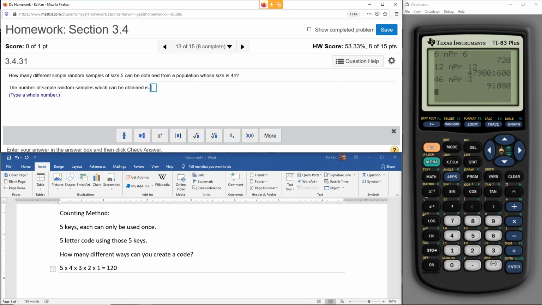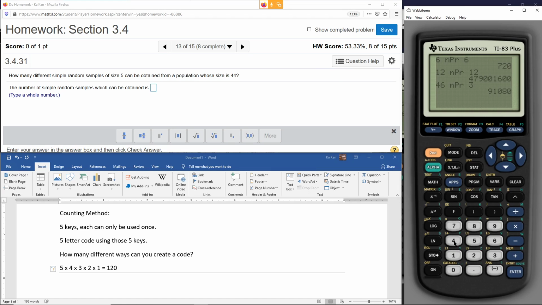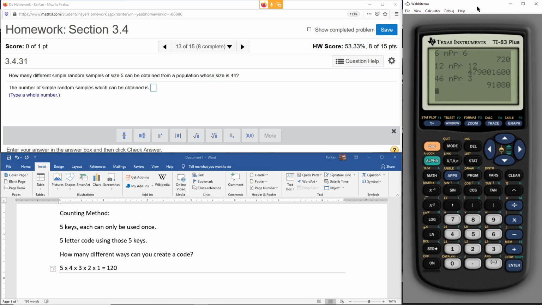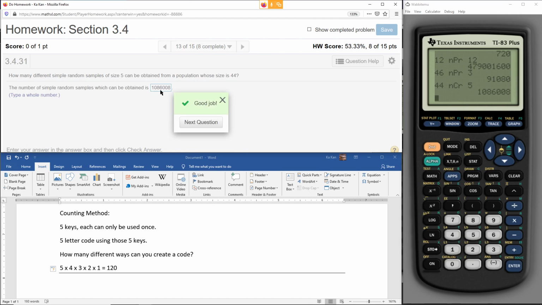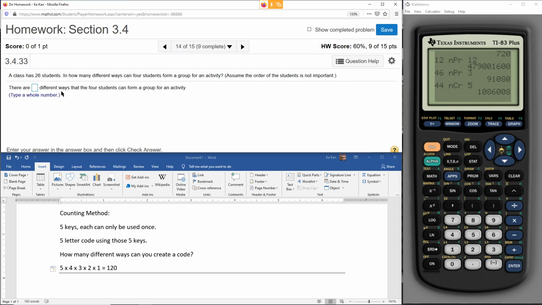This is a combination problem. So it should be 44C5, and that's that. You just have to think about every time, does the order matter? 26 students, how many ways can you pick 4? Order doesn't matter, right? You're picking people for the same group.